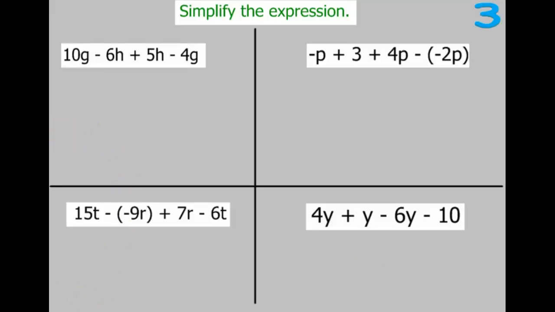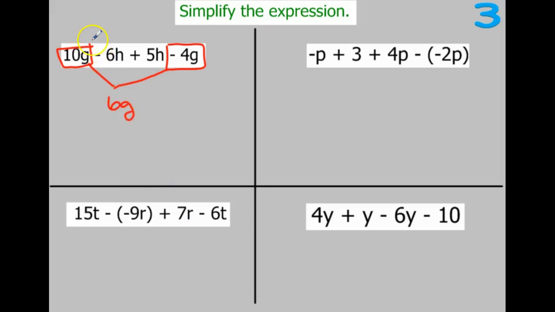A couple more. Now we have two letters. We can only combine the ones that are the same. Here we have 10G, like 10 grapes. And here we have a negative 4G, or negative 4 grapes. Well, 10 grapes minus 4 grapes, 10 minus 4 is 6. So we have 6 grapes.